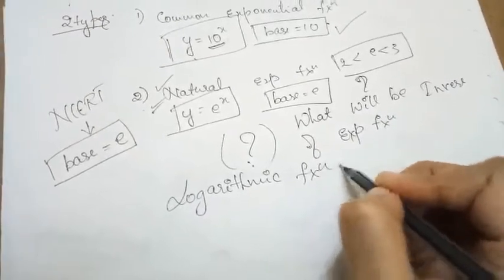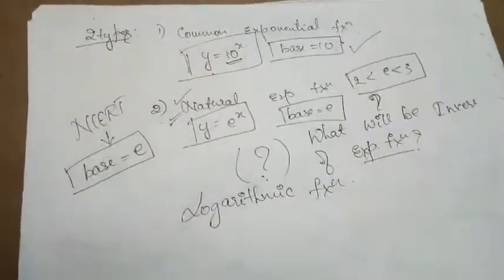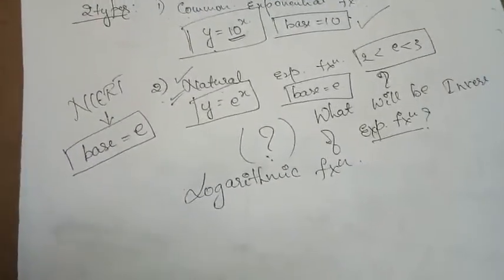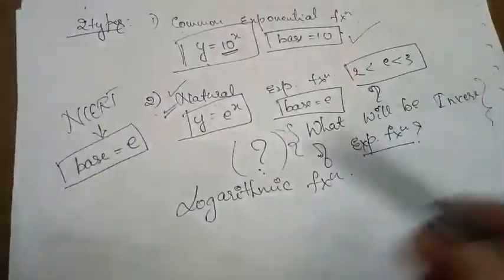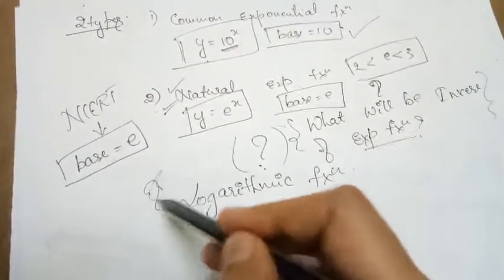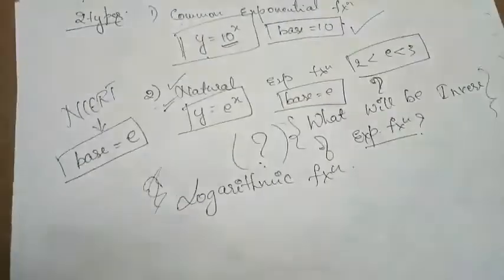So when we talk about the inverse of this exponential function, and how it is going to look, at that time a new function arises, which is called the logarithmic function. So now let us understand this logarithmic function step by step. The next is the logarithmic function.